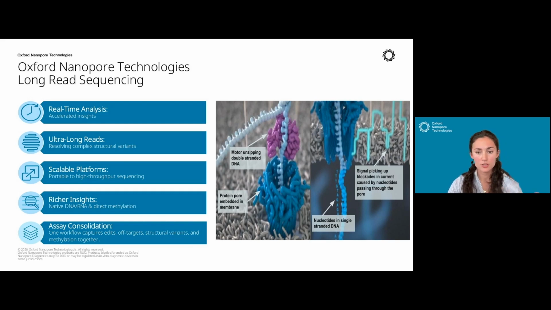So first, the sequencing happens all in real time. This really allows you to have real-time insights with the ability to potentially stop or start a run when you might have enough data. As we all can probably appreciate, time is money.